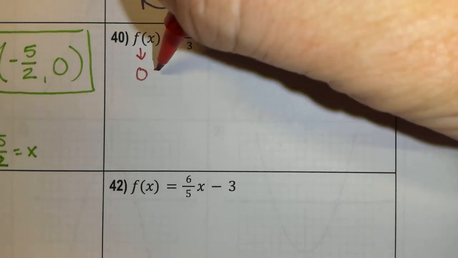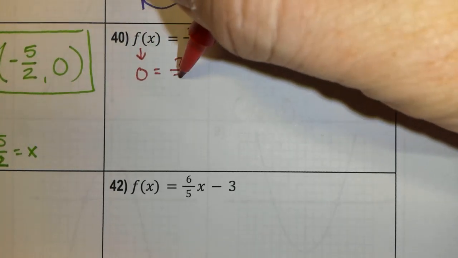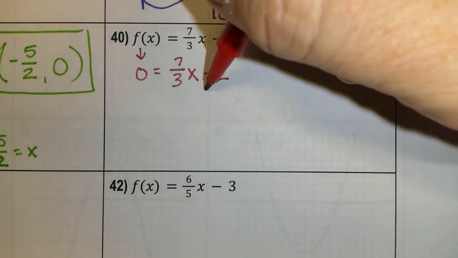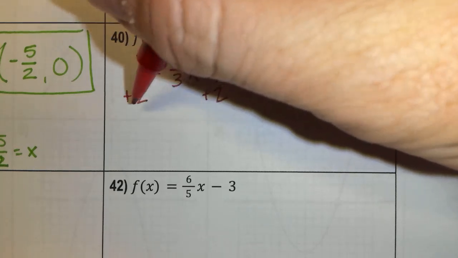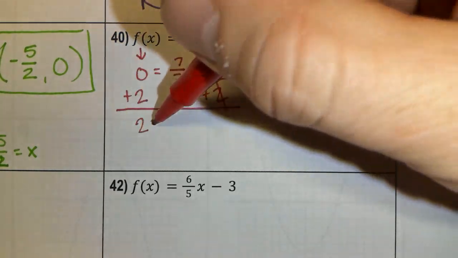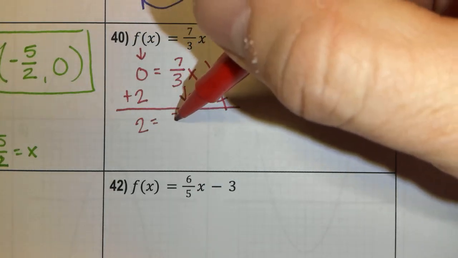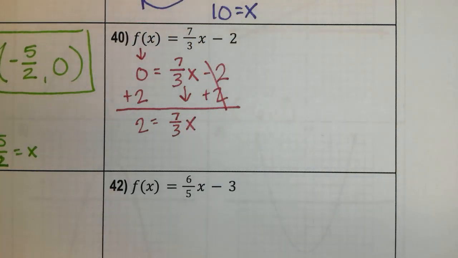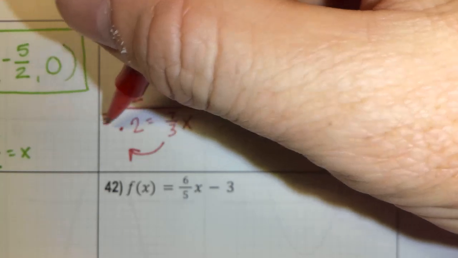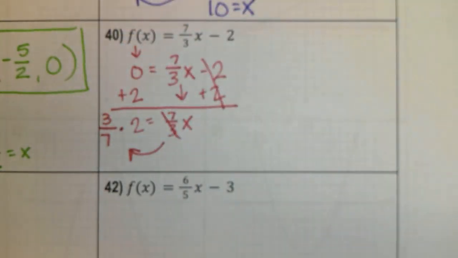Change f of x to 0. Everything else stays the same. Move my number, so plus 2, because I want it to go away over here. 0 plus 2 is 2, and bring down my 7/3 x. Divide by my coefficient, which is a fraction. So when you divide by fractions, they flip. So you multiply and flip them.